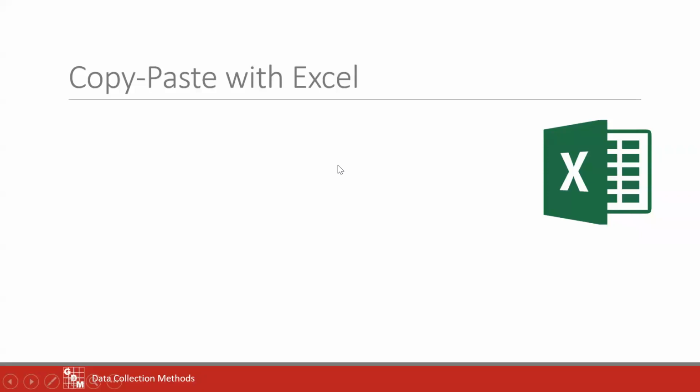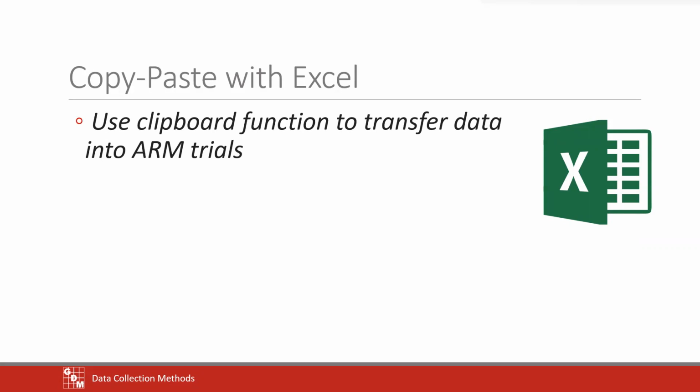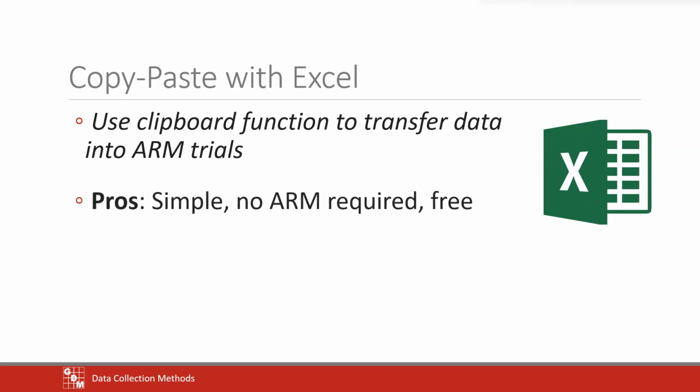All right, so the first one here is probably the most basic, simple one. Simply copy and pasting with Excel. The very basics is just to use your clipboard function within Windows to copy information from an Excel file into an ARM trial. And it's very simple for the process.